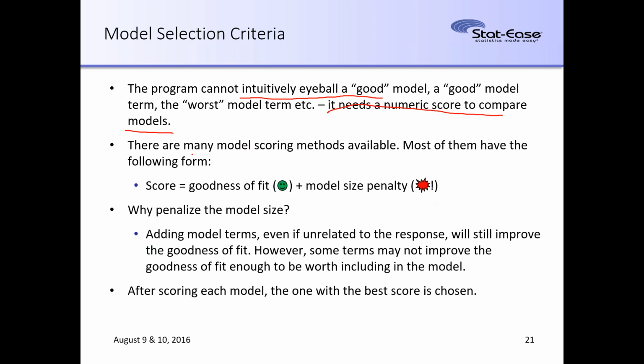Now there are many model scoring methods that are available. Most of them have the following form. The score is some sort of blend of the goodness of fit. So if our goodness of fit is good, that'll help the score. However, there's also a model size penalty.